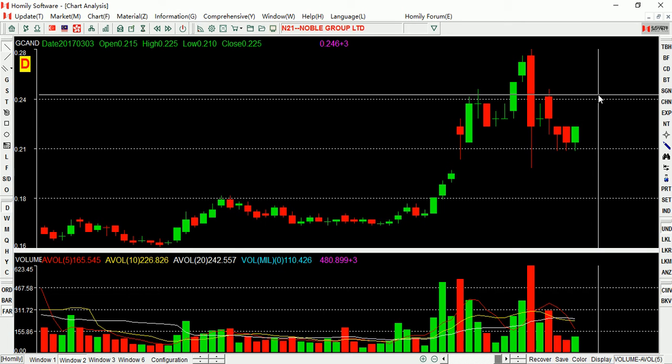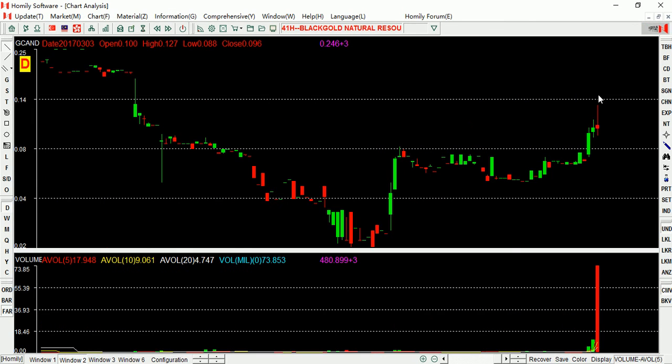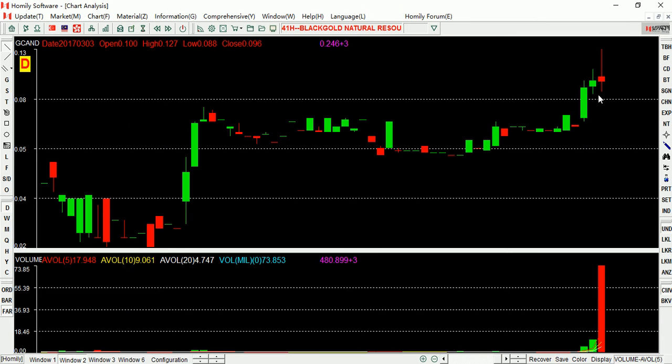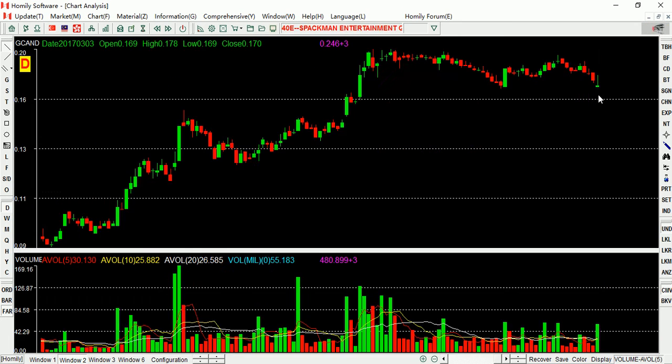Okay. Then we can see the next one, this one. We can see a big shadow, right? Big shadow and high volume, buy or not? Like this pattern, this candlestick is not good. So we'd better wait and see.